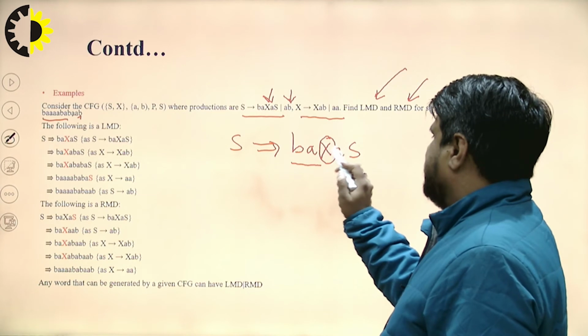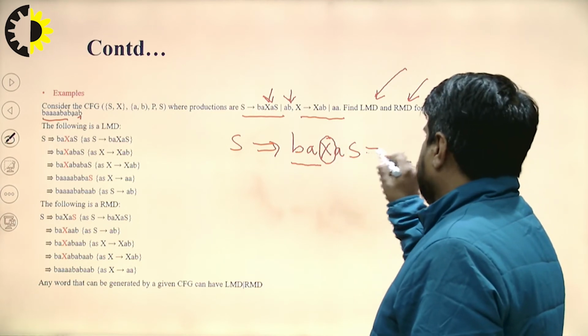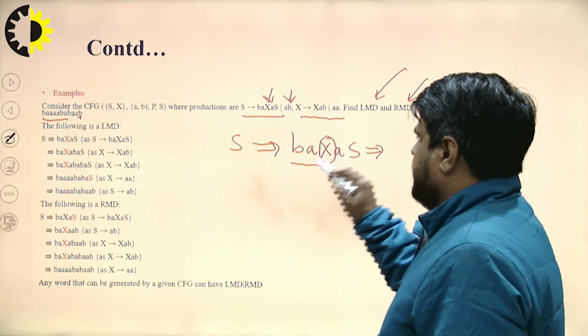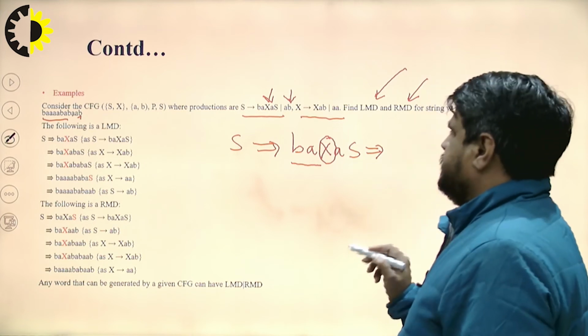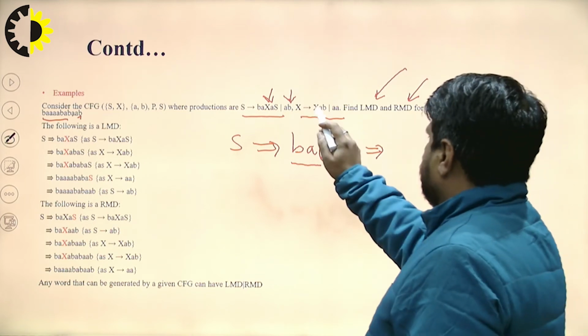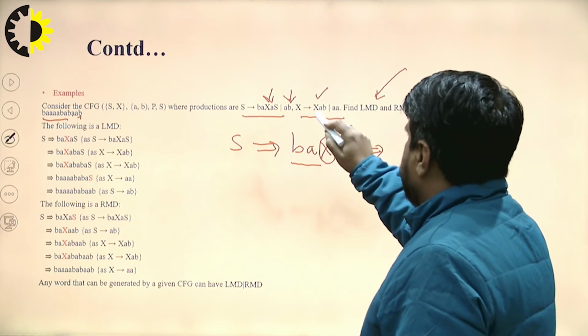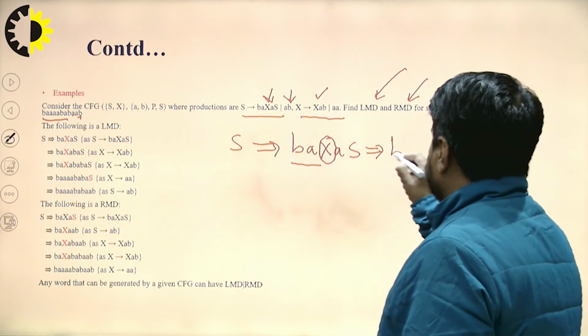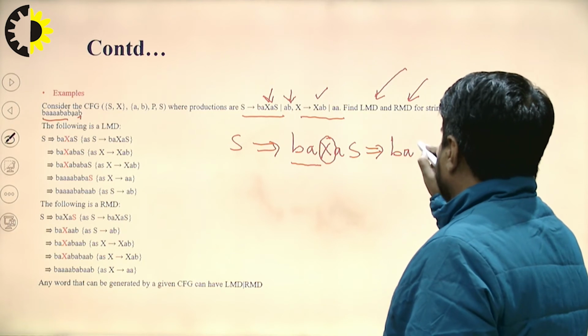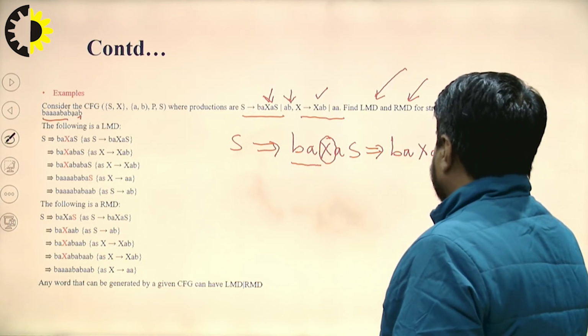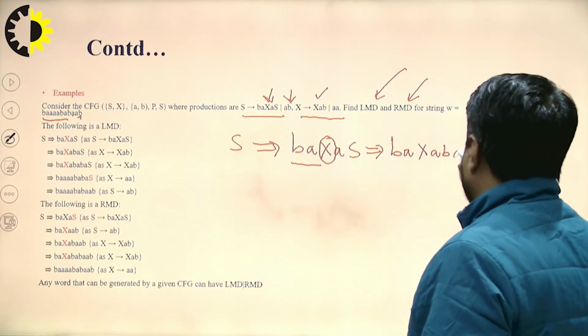So this gets replaced now in the leftmost derivation. You replace it by the production X tends to X A B. So what do you get? B A X A B, right? After that A S.